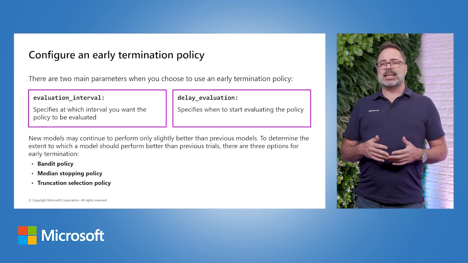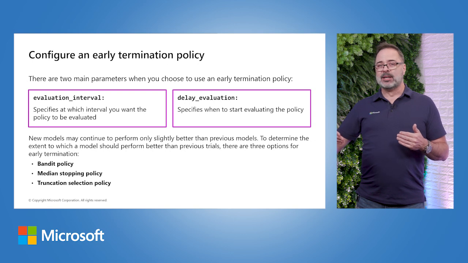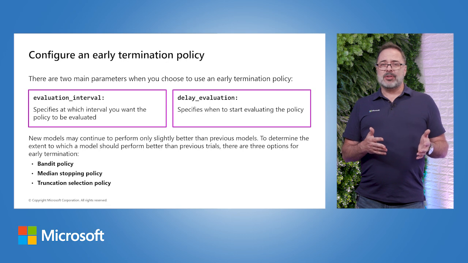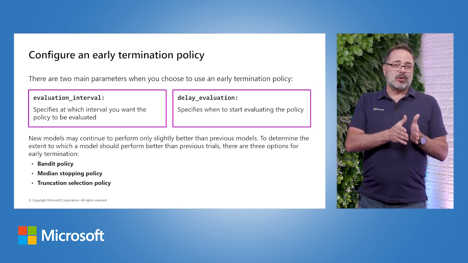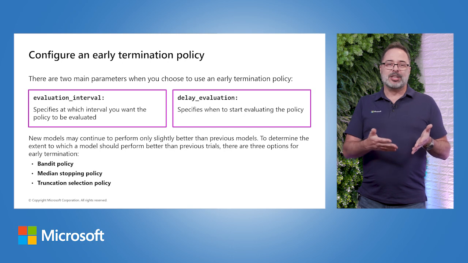The other parameter is the delay evaluation parameter. This parameter specifies a number of trials to wait before we start evaluating the policy. This parameter is useful since we probably don't want to evaluate our policy when we only have a few trials that have been executed. We just don't have enough information at that point to compare the newer trials to.